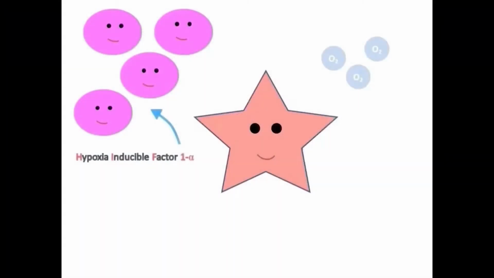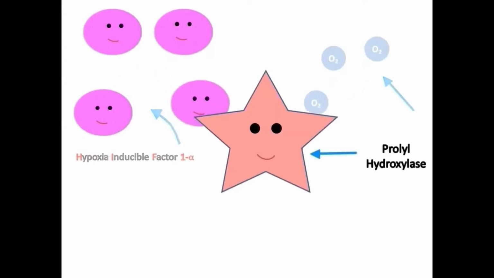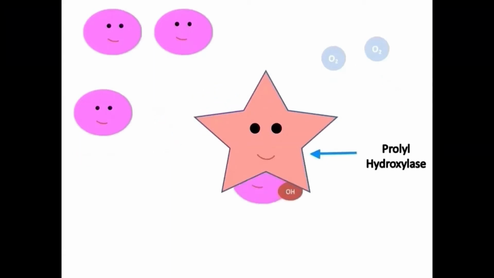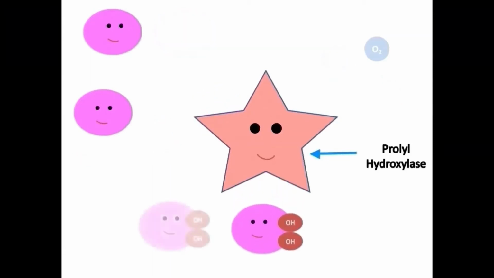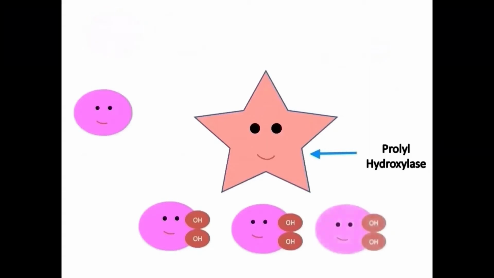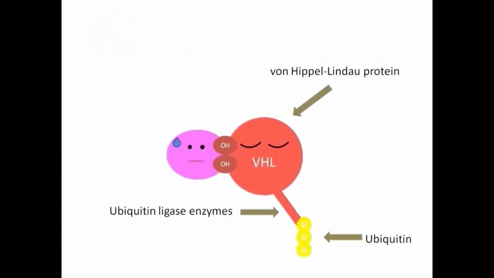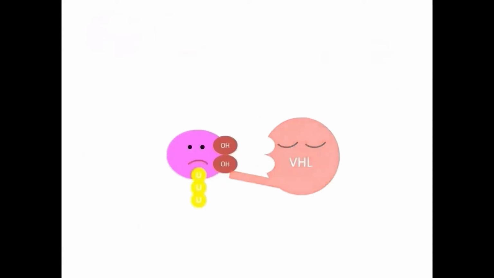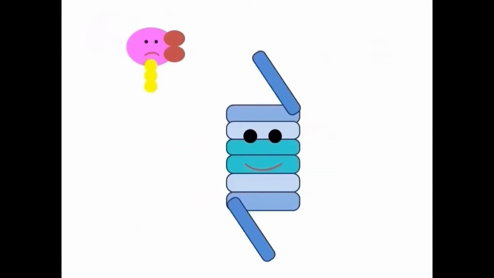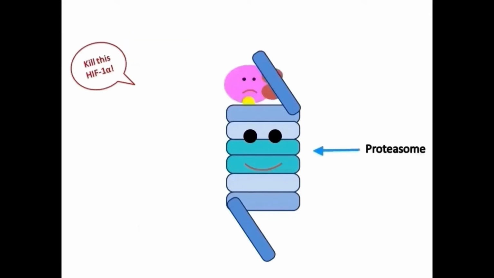Let's see how. There's this protein called hypoxia-inducible factor 1 alpha, or HIF1 alpha, in our cells. When oxygen levels are normal, the enzyme proline hydroxylase happily adds 2 hydroxyls to most of the HIF1 alpha molecules. Next, a protein called VHL, or von Hippel-Lindau, comes and attaches small proteins called ubiquitins to the hydroxylated HIF1 alpha with the help of enzymes. Ubiquitins are like tags that tell organelles called proteasomes to break down the HIF1 alpha and recycle the ubiquitins for further use.